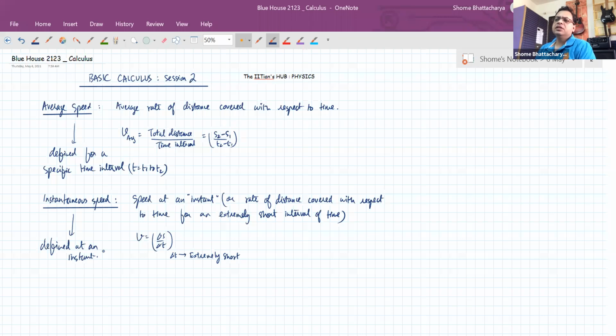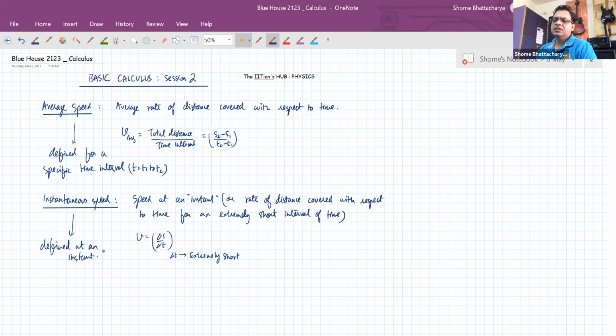So basically, in short, what we are saying is that the smaller the value of delta T, the extremely short time interval for which we are measuring distance, the more accurate our measurement of instantaneous speed is going to be. Whereas average speed is measured in a different way. Average speed is measured for a certain time interval, which is comparatively larger.